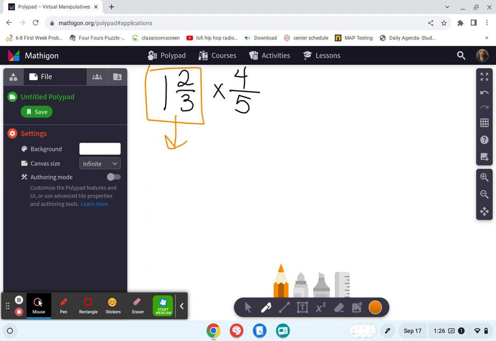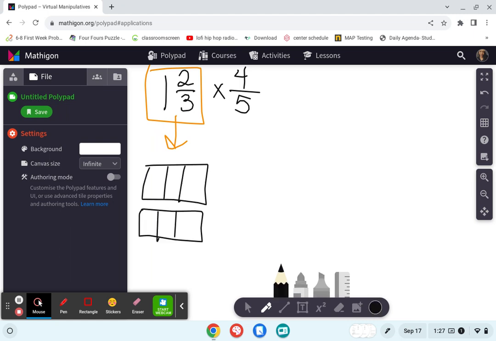So if I have 1 2/3, let me go ahead and draw that out for you. 1 2/3 simply means my whole is broken into three parts, and there's one that's completely filled in. That's the whole number one, and then there is one that only has two of the thirds filled in.